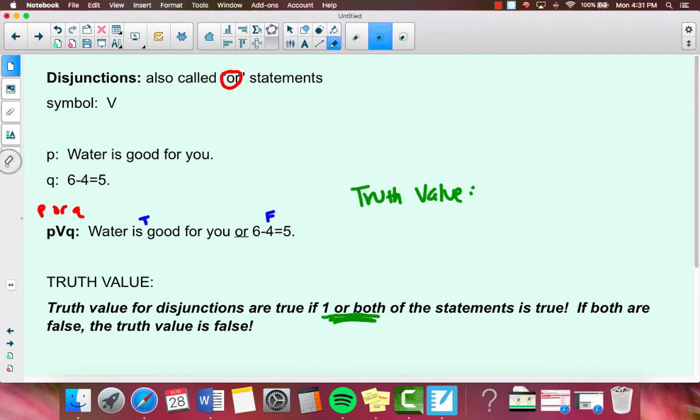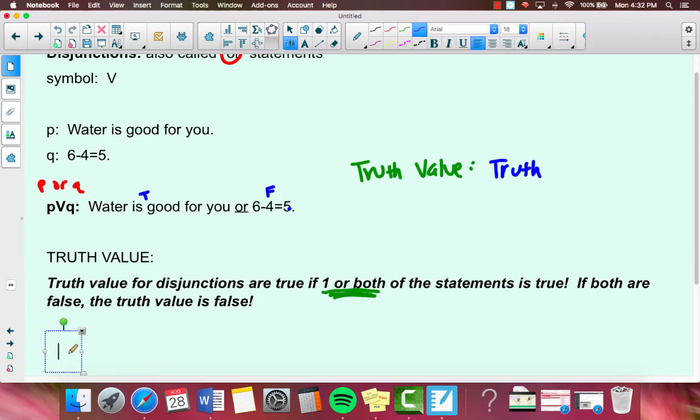Okay, so in a conjunction, this would not work. We'd say it's false. But in a disjunction, as long as one of them is true, then we can say it's true. And because "water is good for you" was a true statement, we can say that the truth value is true. Okay? So something very similar. Now I could do an example of this.